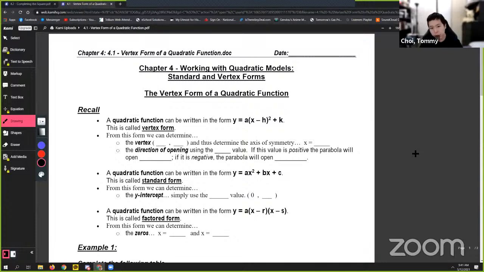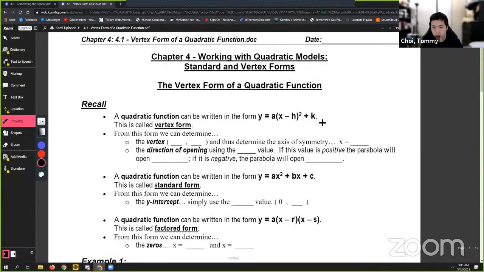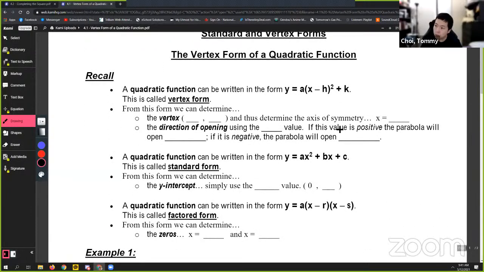The quadratic function can be written in the following form, and we've already known this, right? We've seen it before, and this is what we use to determine our transformations. We talked about before, vertical stretch was our A value. Horizontal shift was our H value. Vertical shift was our K value. And the specific name for this form is vertex form.